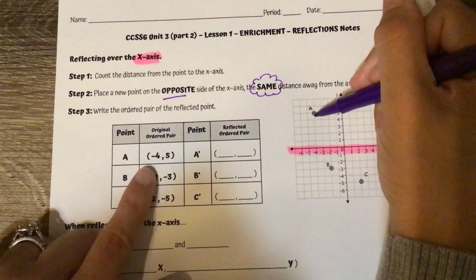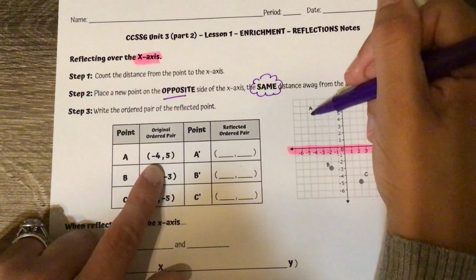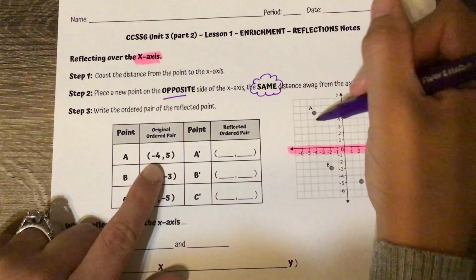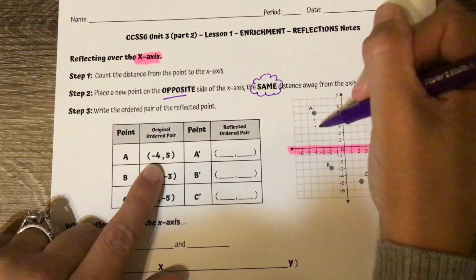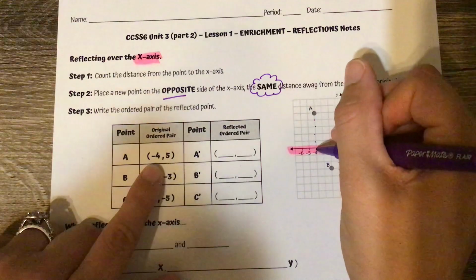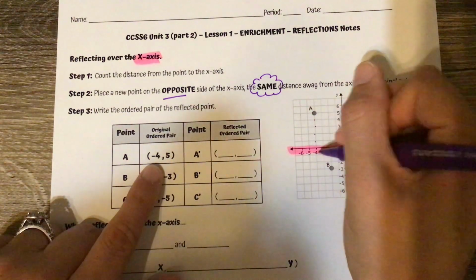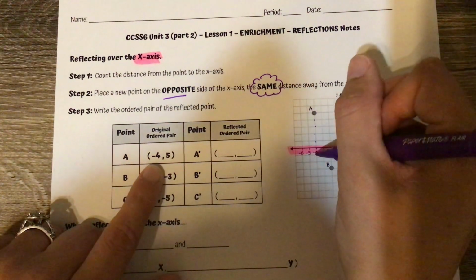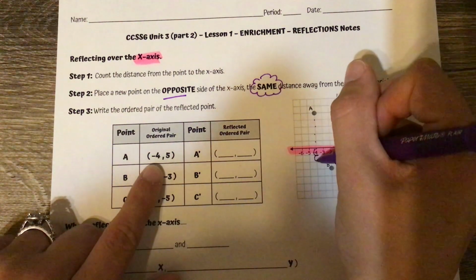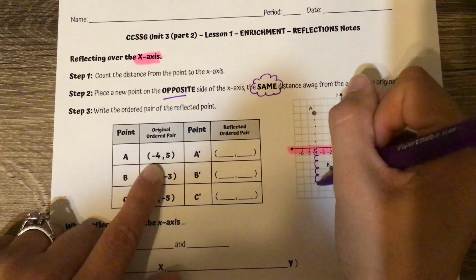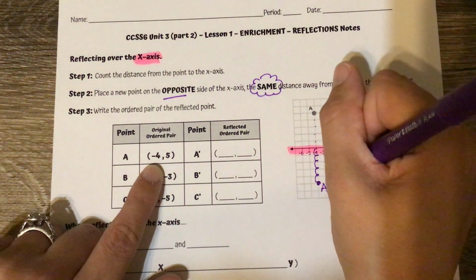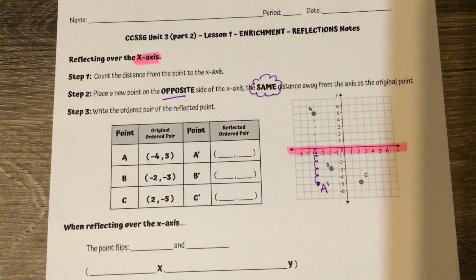So starting with A, we wrote the original value, -4, 5. So I'm going to count how far it is to get to the x-axis. 1, 2, 3, 4, 5. Now I'm going to go below 1, and be careful because it's hard to see, there's a line right there. 1, 2, and if you want to draw a line, 1, 2, 3, 4, 5. Our reflected value is right here, and I'm going to put a little tick mark next to it to show that it's the reflected point.